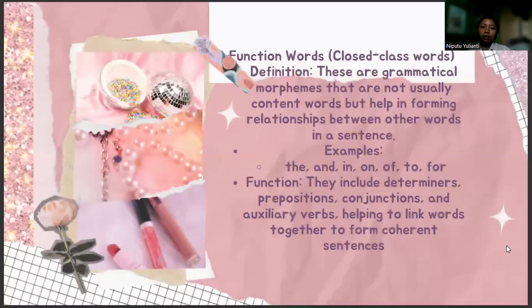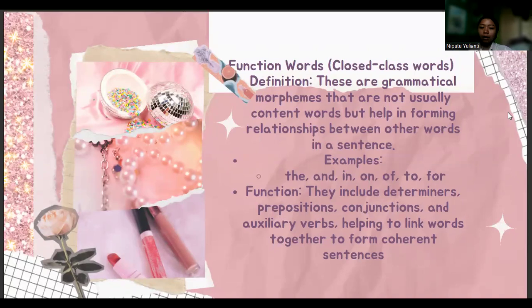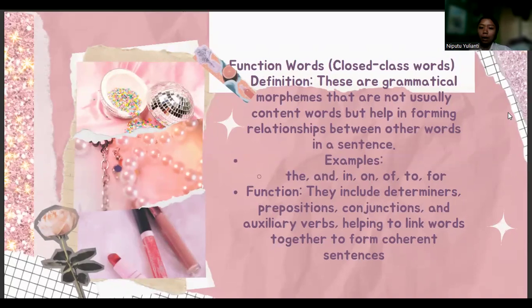Next, the last, function words. They are closed class words. For the definition, these are grammatical morphemes that are not usually content words but help in forming relationships between other words in a sentence. For example, the, and, in, on, of, to, for. For the function, they include determiners, prepositions, conjunctions, and auxiliary verbs, helping to link words together to form coherent sentences.